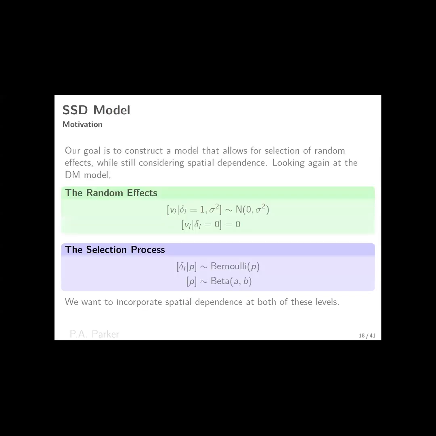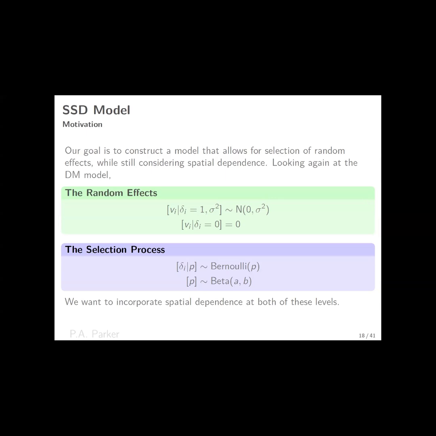And so that brings us to our model. And our goal is to kind of address both of those criticisms of the random effects together, right? So we want to develop a model that allows for the selection of the random effects, but also while considering spatial dependence. So the work developed on selecting those random effects is kind of throwing out all of the nice work in small area estimation that considers spatial dependence. So we want to put those things together.